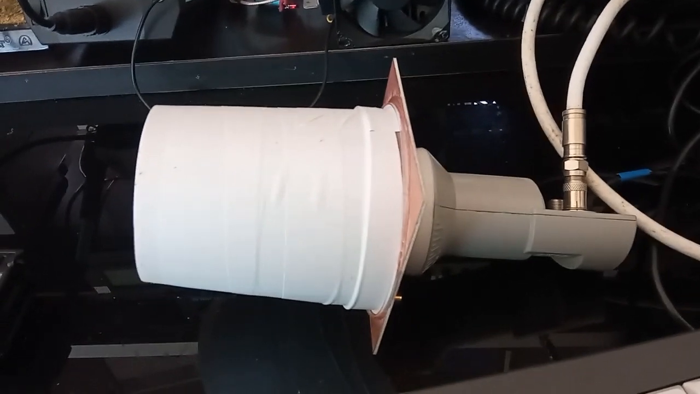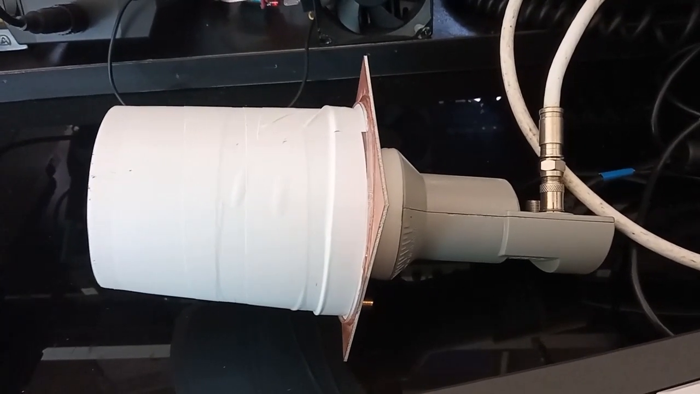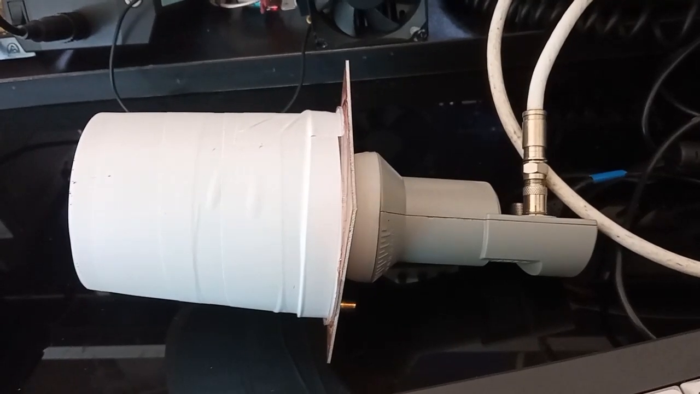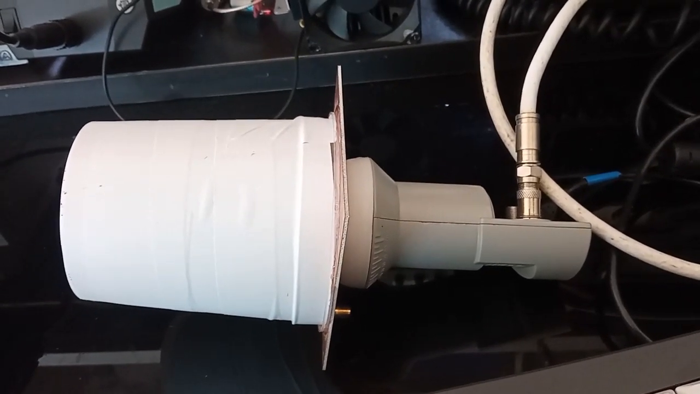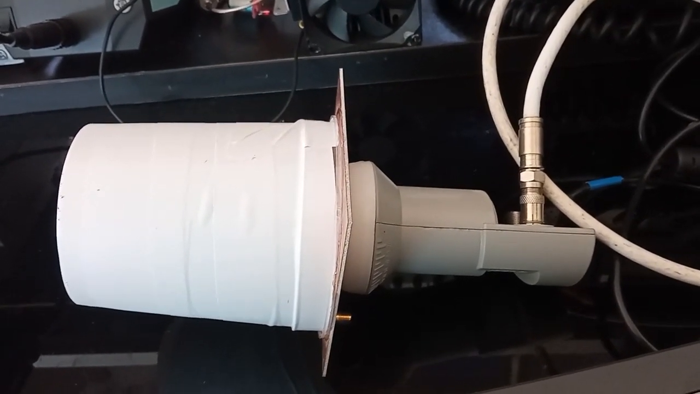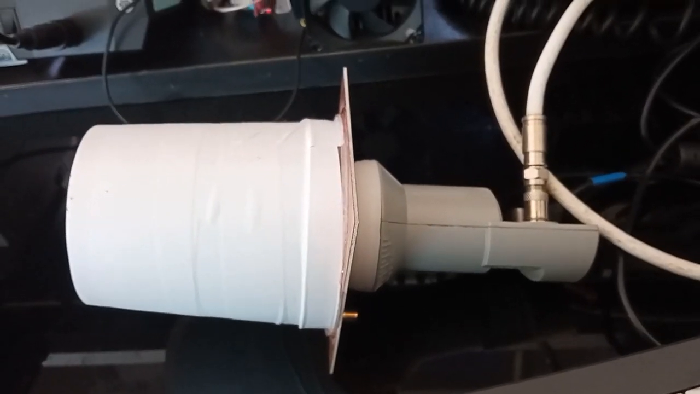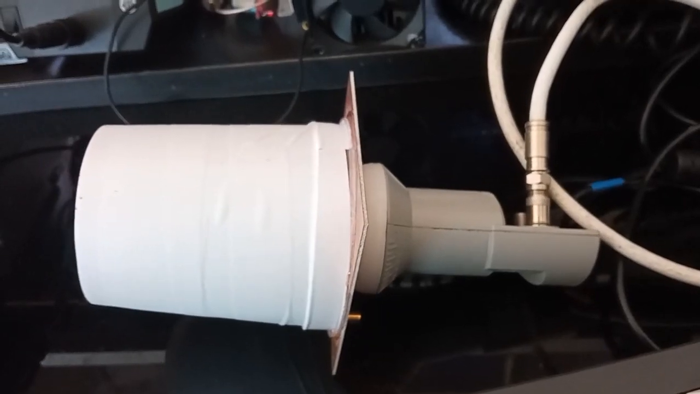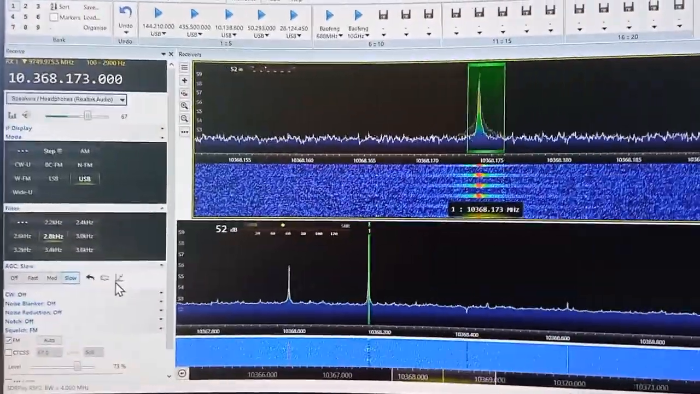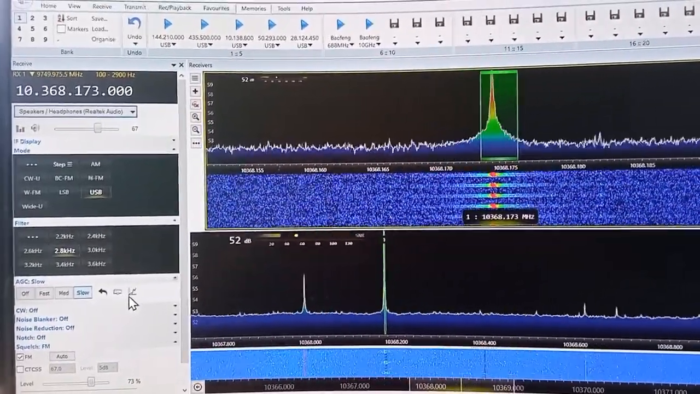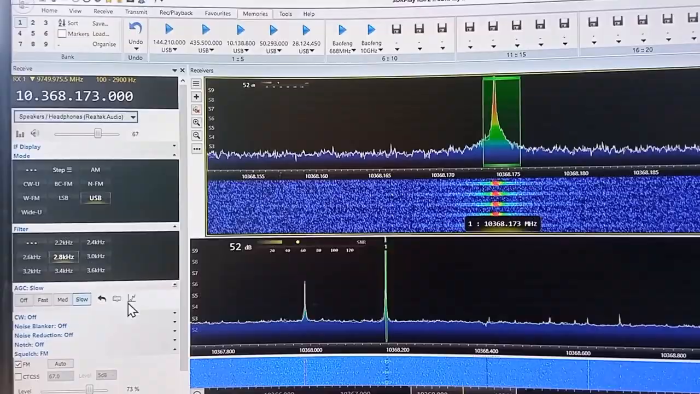432.012.5. Here's my LNB. It's a PLL LNB, modified. I put in an internal TCXO, 25 megahertz, which is quite stable. Both are stable, the LNB and the Baofeng.